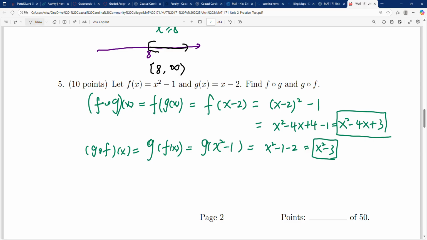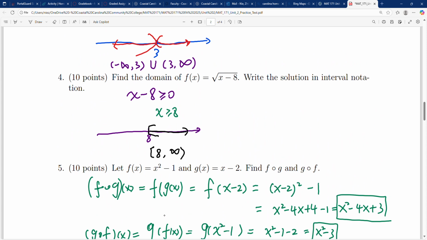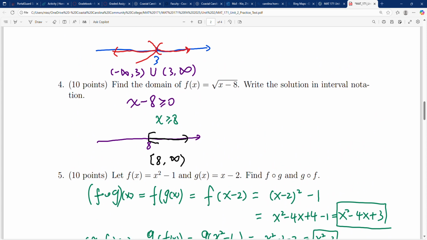You can use a box to label all your final answers.